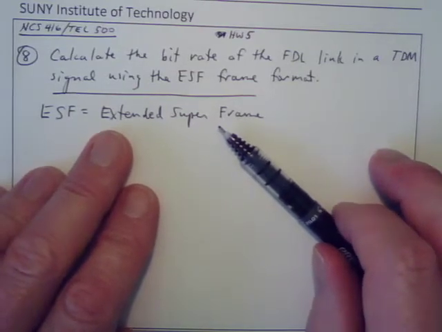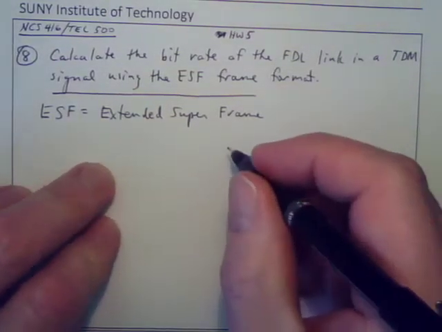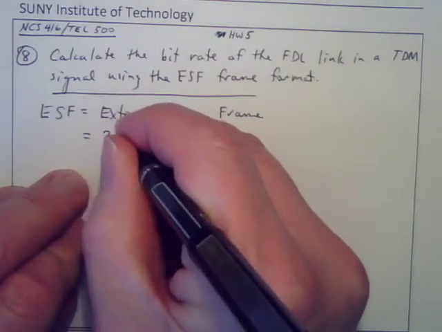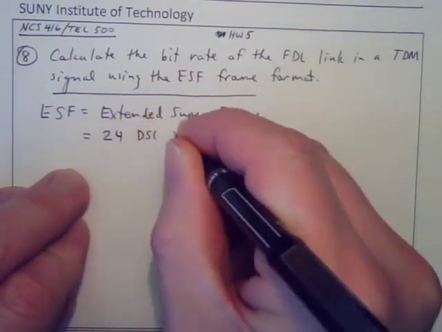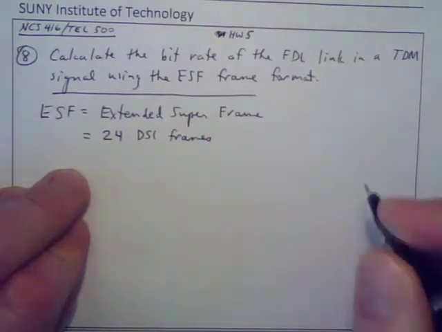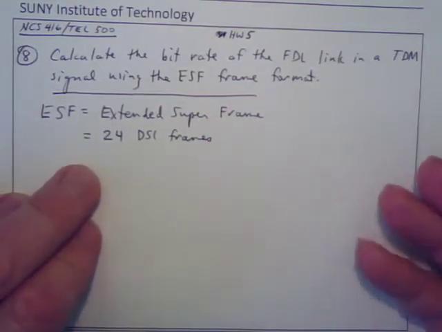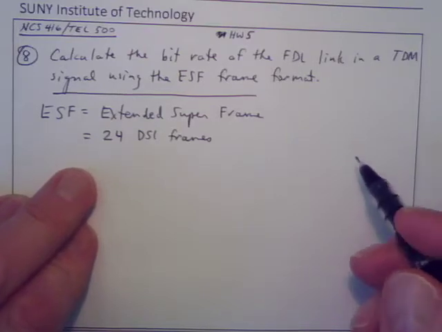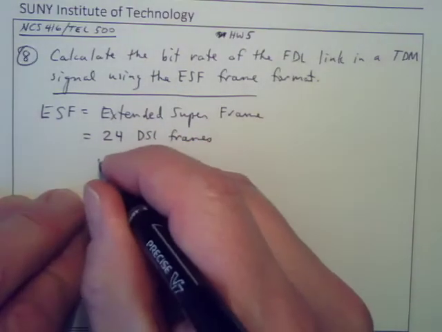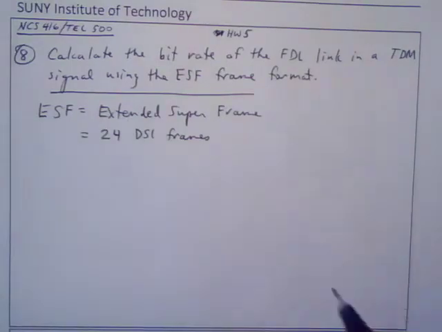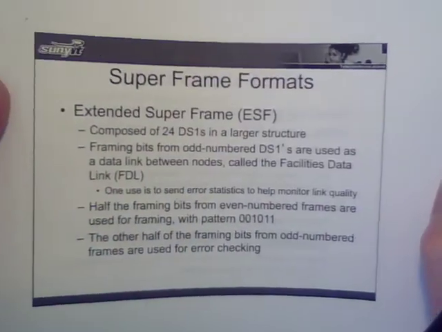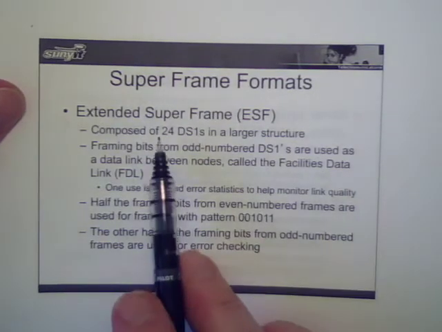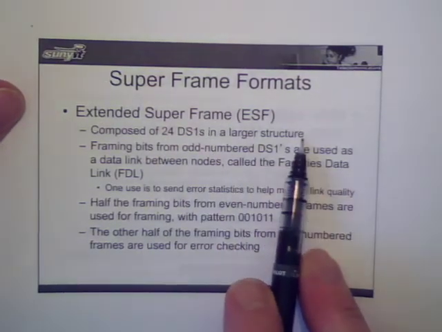And what we're going to do is put 24 DS1 frames into a larger frame structure. Okay, and what we're going to do is use the odd bits. Well, here, let me just show you the slide from the lecture. What we're going to do is put 24 DS1s into a larger structure.